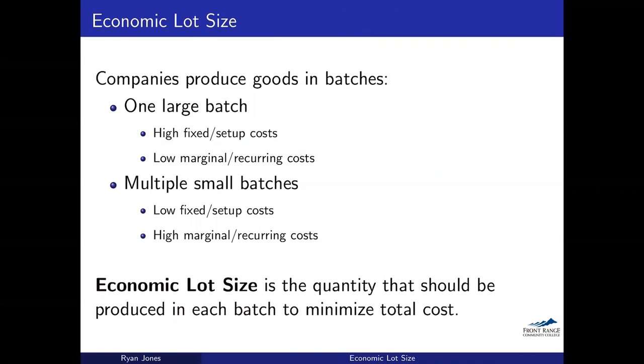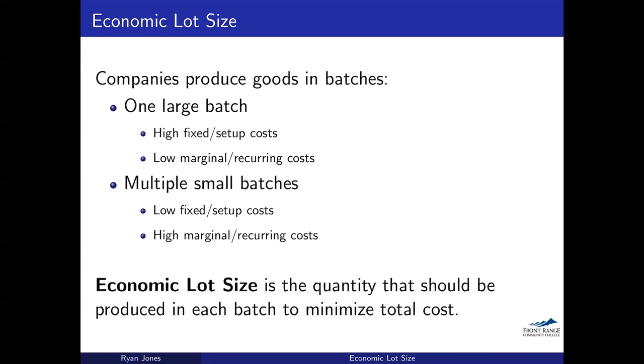But then you have an upside to this. Because you've made all of your t-shirts in one large batch, now for the rest of the year, you don't have to do anything in terms of making your t-shirts. And so what that means is that your recurring cost, what we'll call marginal cost, the costs that occur over the course of the year, those are pretty low. Because you've already made all your t-shirts and there's not really much more to do. You just sell them. You don't have to worry about making those t-shirts.